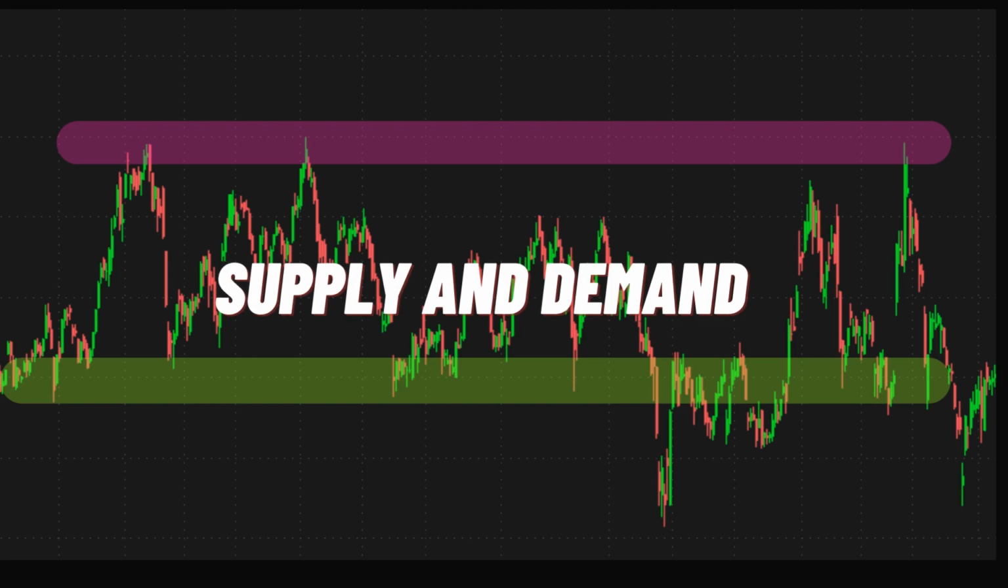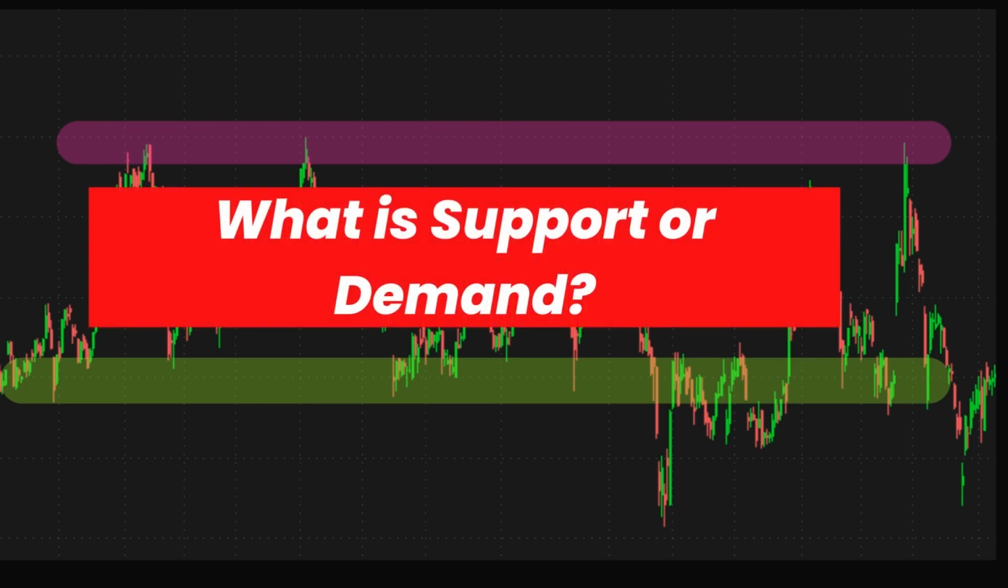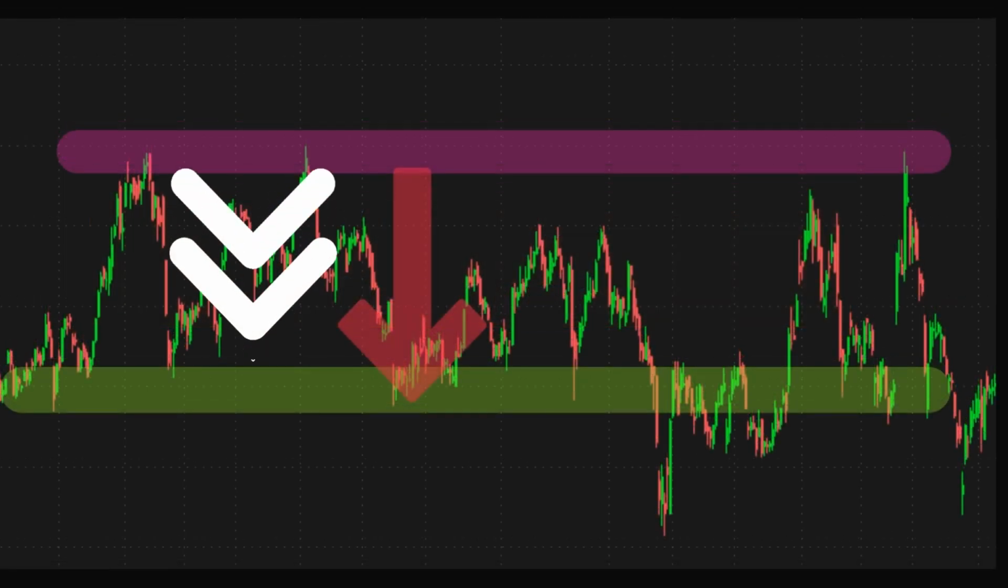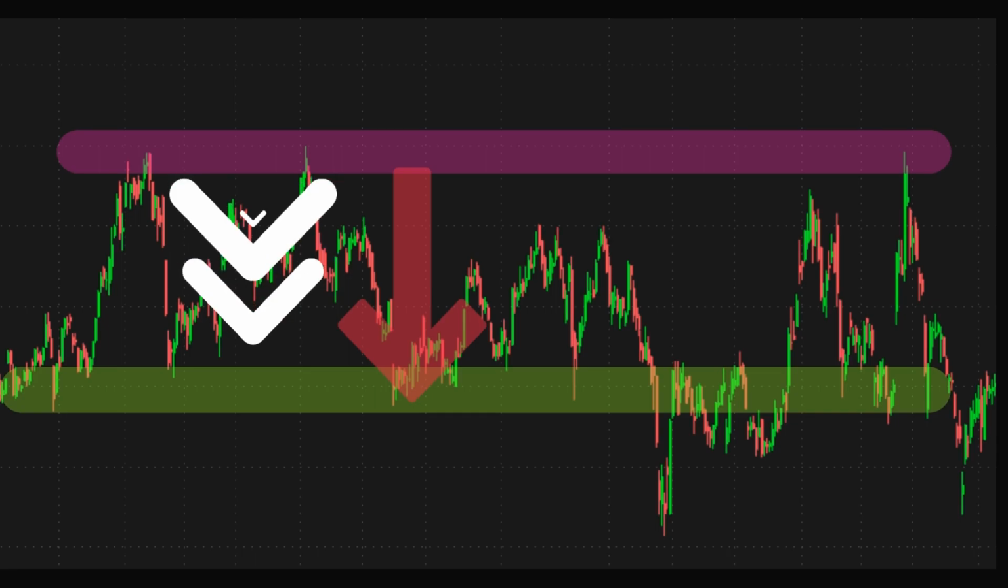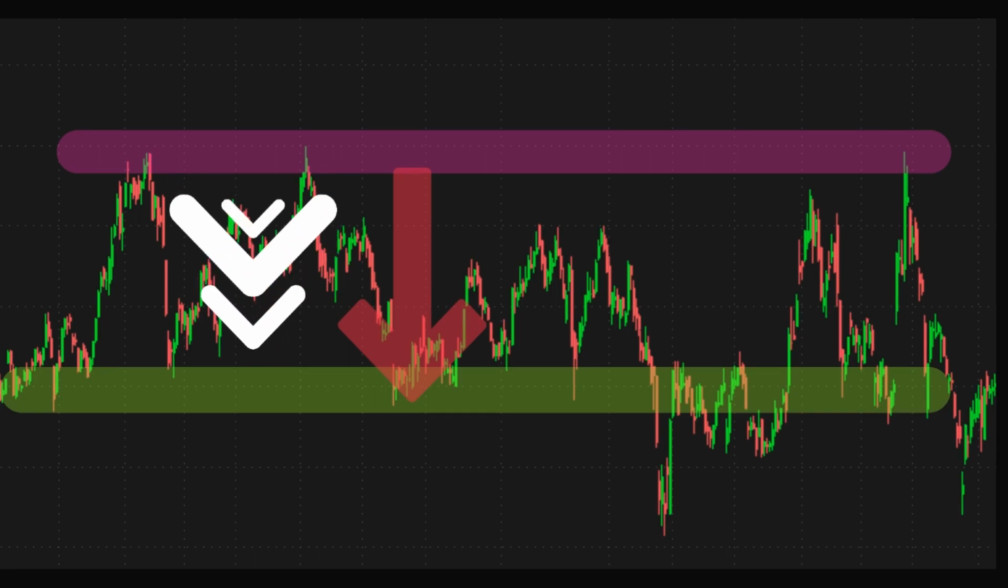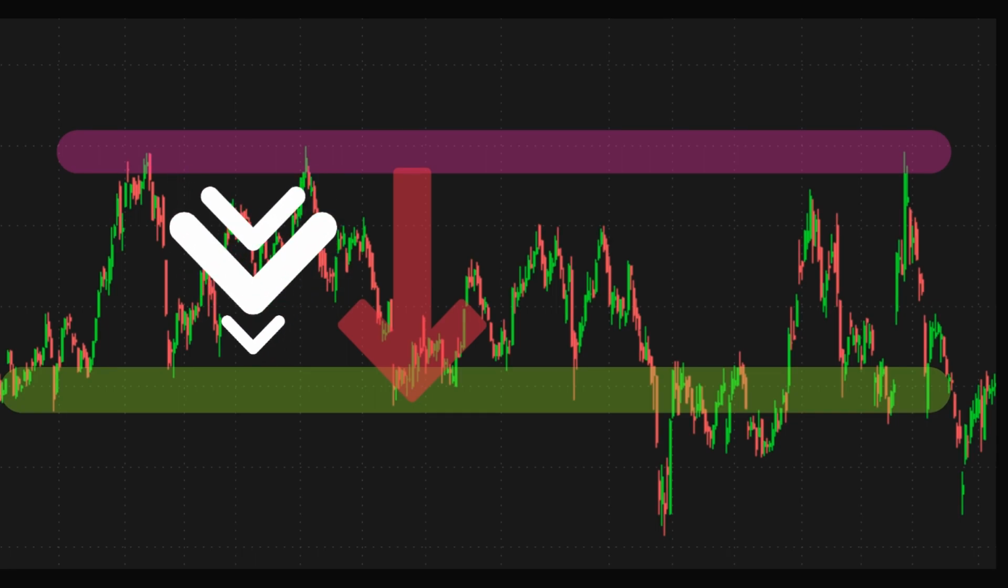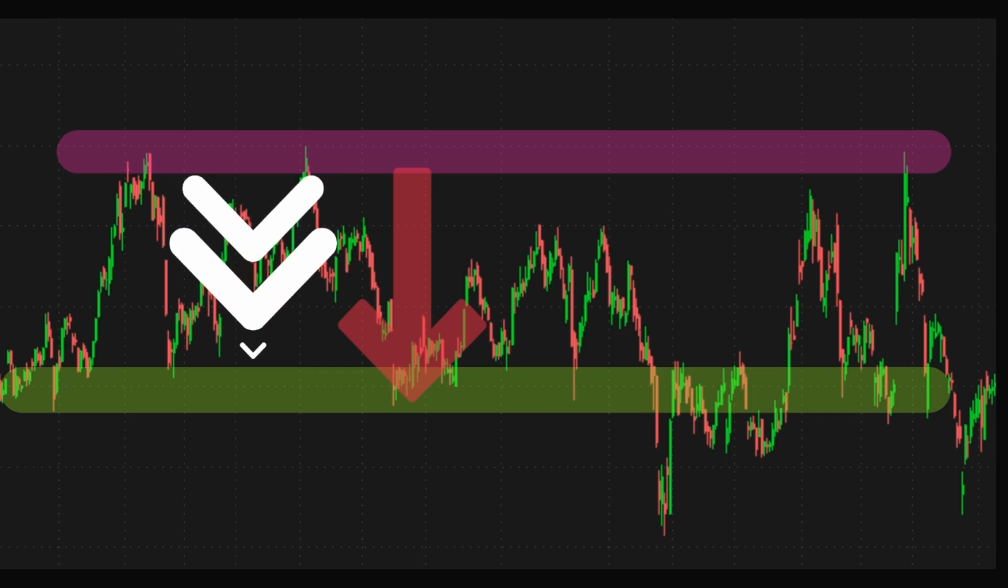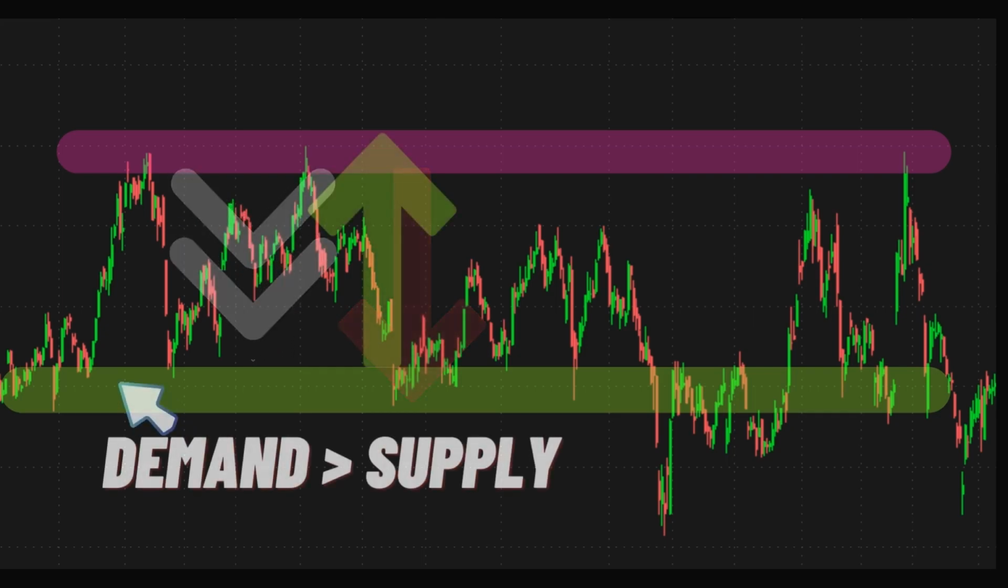What is support or demand? In a downtrend, prices fall because there is an excess of supply over demand. The lower prices go, the more attractive prices become to those waiting on the sidelines to buy the shares. At some level, demand that would have been slowly increasing will rise to the level where it matches supply. At this point, prices will stop falling. This is support.